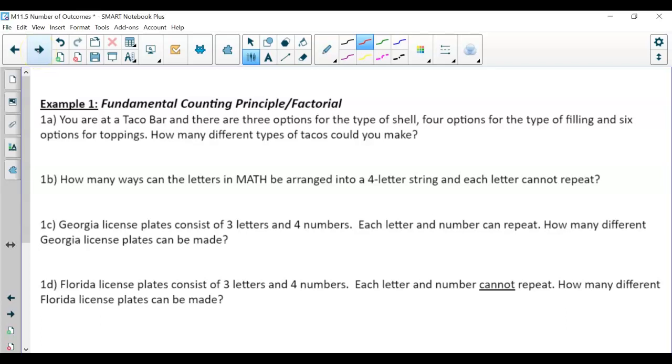So we're just going to first focus on the problems that involve what we call the fundamental counting principle or factorial. So like here, you're at a taco bar. There are 3 options for the type of shell, 4 options for the type of filling and 6 options for the topping. So how many different tacos can you make? The fundamental counting principle literally just states you take the amount from each situation and multiply. That's it. So how many different types of tacos can we make? There are 3 times 4 times 6. So there are 72 different tacos that can be made.